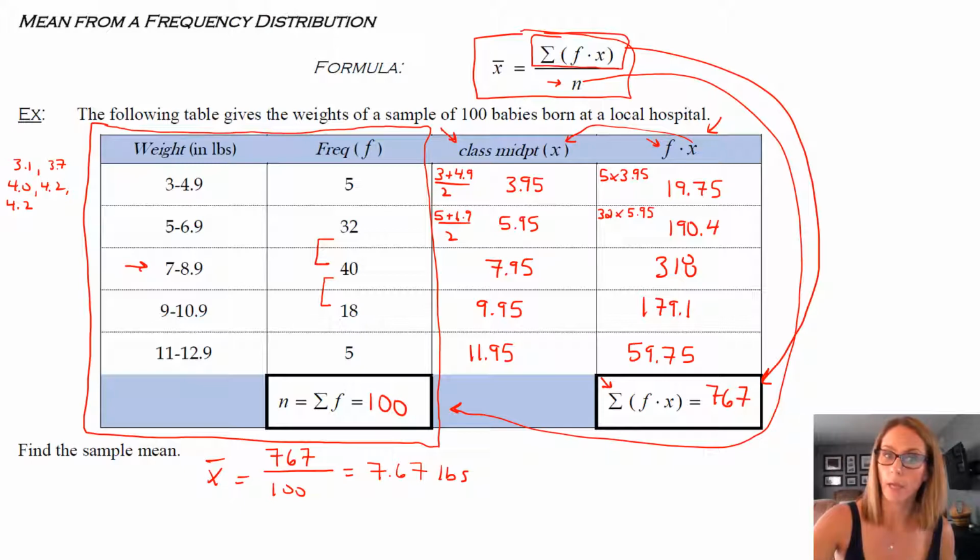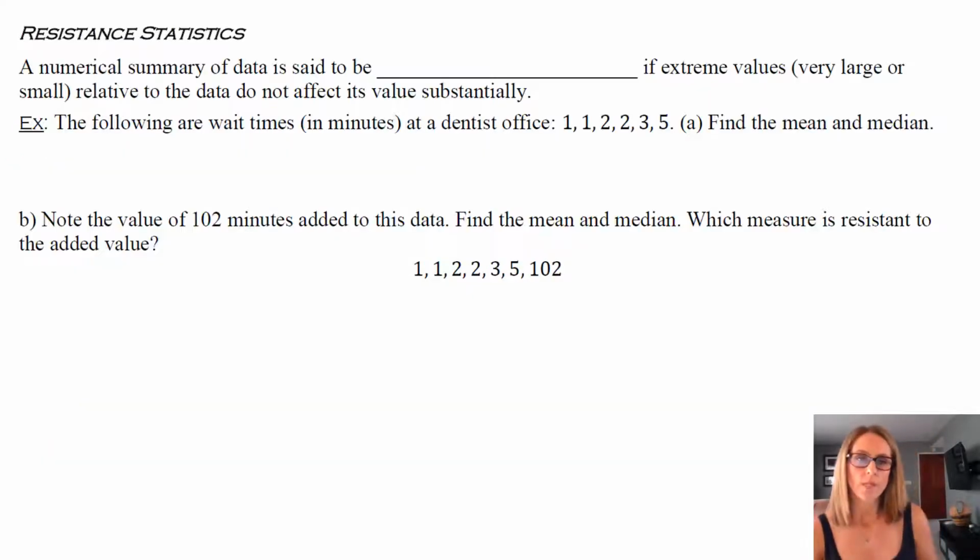Okay, moving on. Resistance statistics. Some measures of center are more resistant to outliers than others. So this idea of resistant, we're going to look at an example. We have some wait times at a dentist's office. You've got a couple people that waited 1 minute, 2 minutes, 3 minutes, 5 minutes. Find the mean and median.